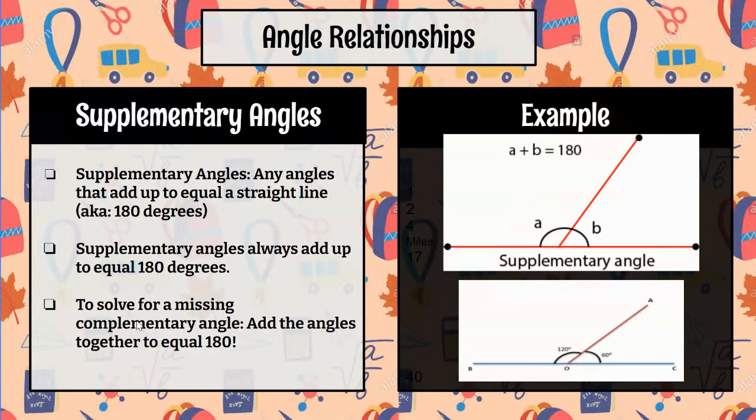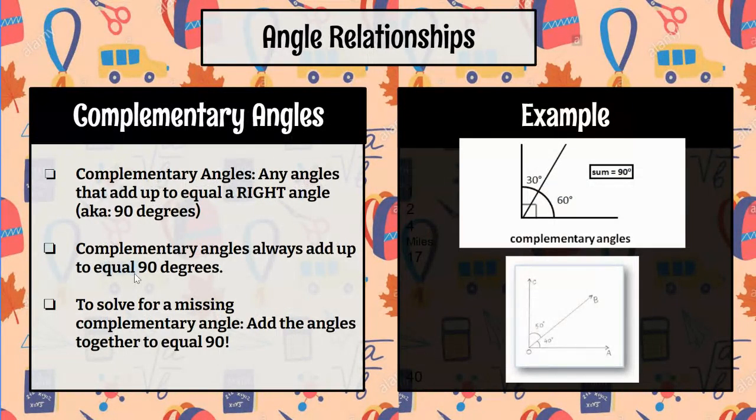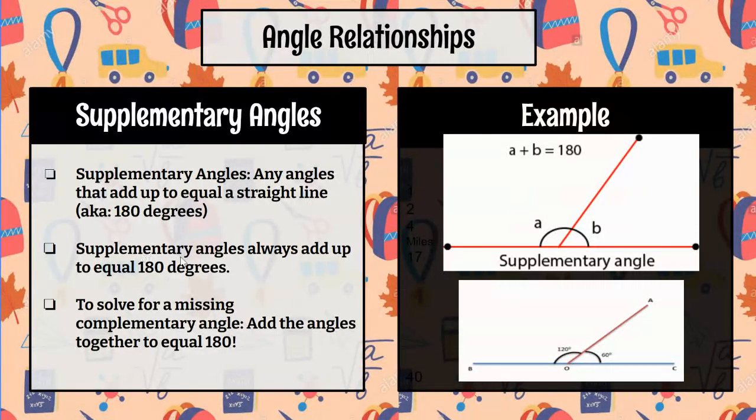So to recap, vertical angles equal each other. Complementary angles add up to equal 90. Supplementary angles add up to equal 180.